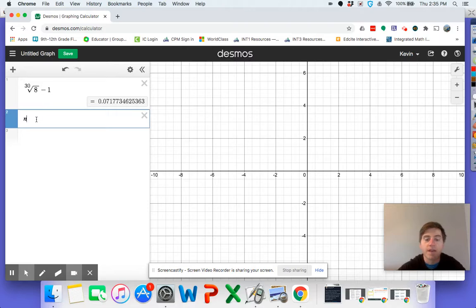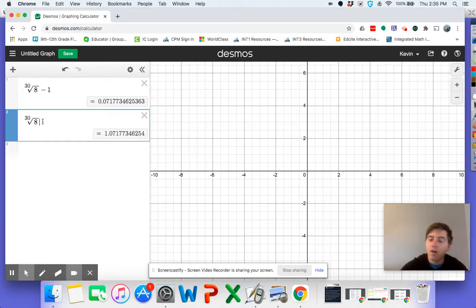Because I'll show you what happens. Nth root, 30, you hit over to get there, and it's 8. Now, if you don't hit over, you'll hit minus 1 and you see how it stays in there. This is doing 8 minus 1, which is 7, and it's taking the 30th root of 7. So you don't want that. You want to be outside. You want the 30th root of 8, hit over, and then subtract 1. There you go.